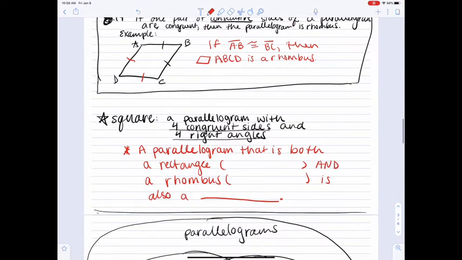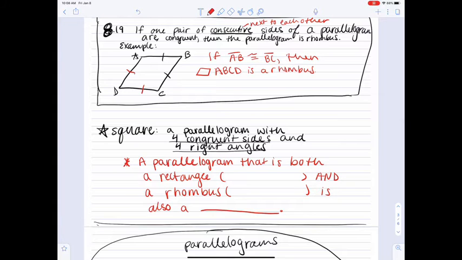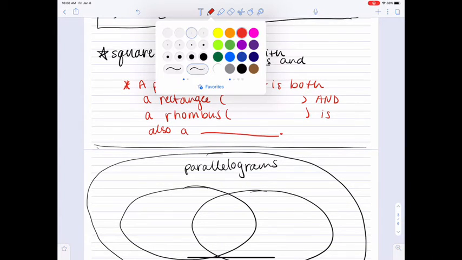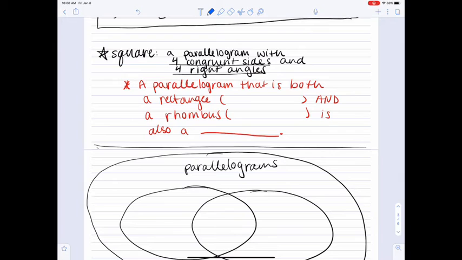Okay, and now we're moving on to a couple of square definitions and theorems. So a square is a parallelogram with 4 congruent sides, but also 4 right angles. So we're adding a property here. So look at that next sentence. A parallelogram that is both a rectangle. Okay, let me write in there what we're thinking about. Okay, a rectangle means that it has 4 right angles, which actually is right here, our property that we just mentioned up there.